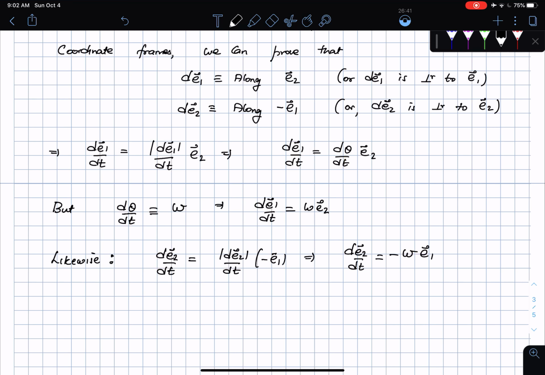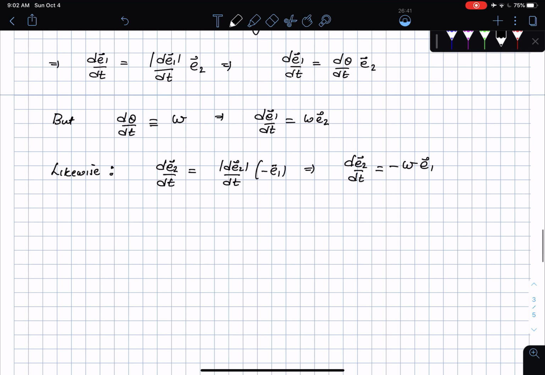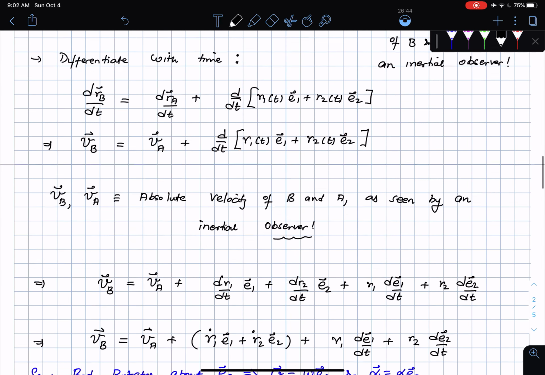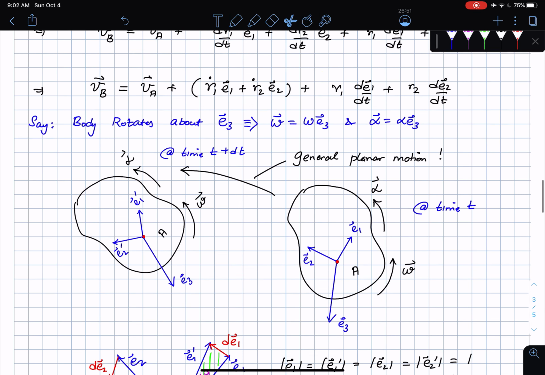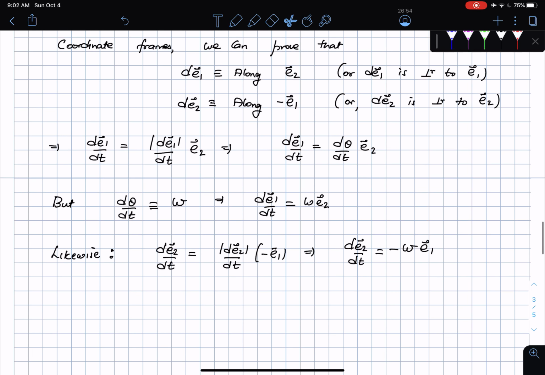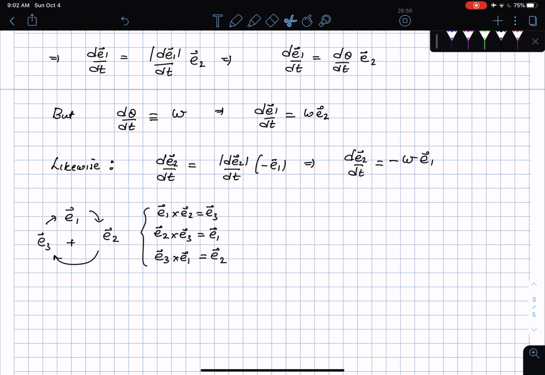Now comes a very important thing. Okay, I'm going to go back and bring my triad. Okay, so look at this. I'm going to go back and bring my triad with all these relationships. I'm going to copy that, and then I'm going to bring that down here. Okay, now here I can see that E2 is going to be E3 cross E1.